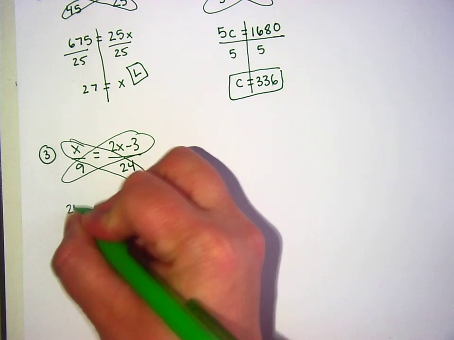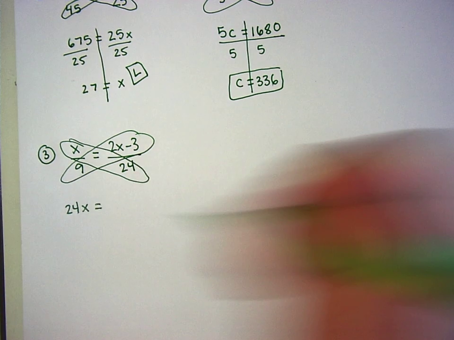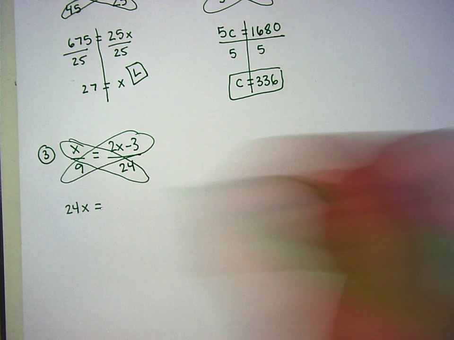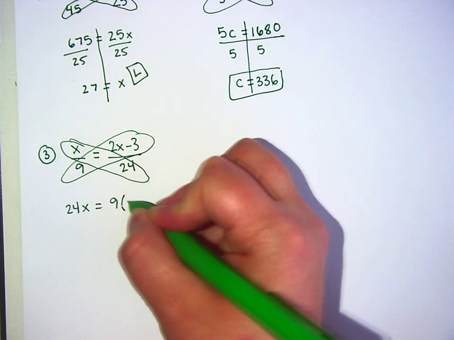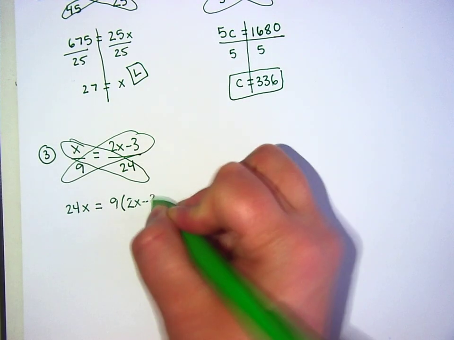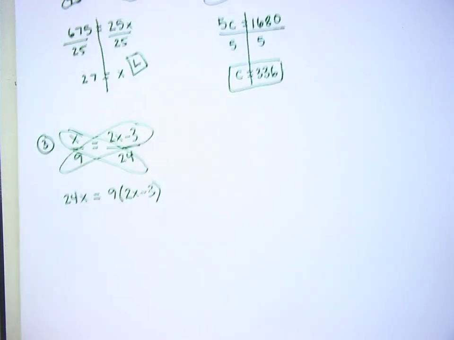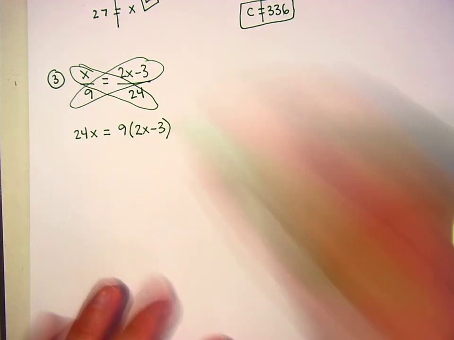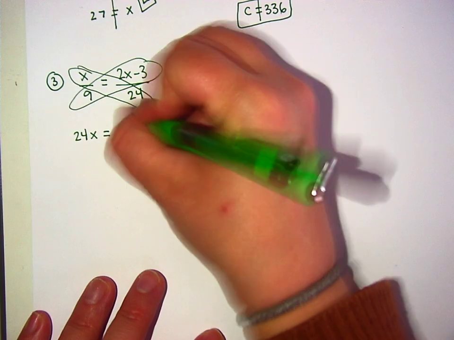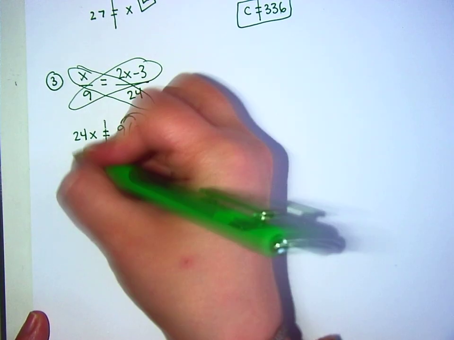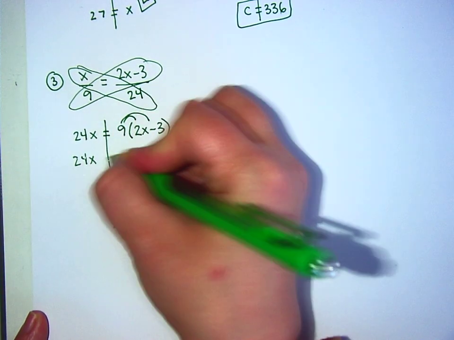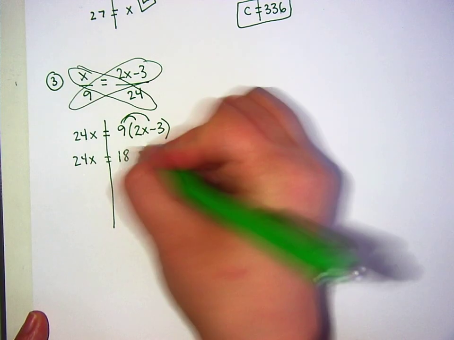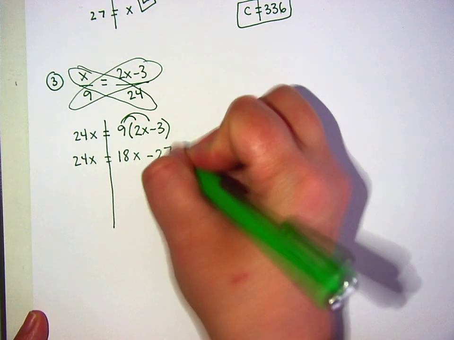So this is 24x, and on the other side, what should I write? 9 parentheses. Yes, smart, Adriana. Make sure you put those parentheses in there. It's 9 times all of it. Distribute. So this is 24x equals 18x minus 27.